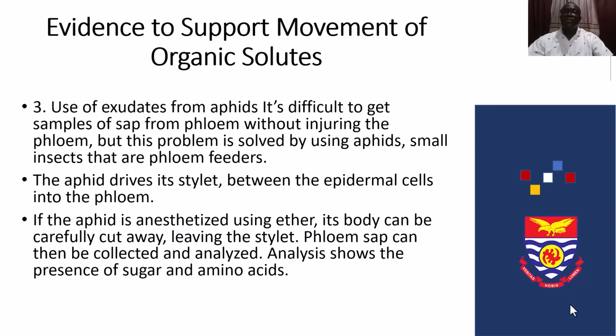Use of exudates from aphids. It's difficult to get samples of sap from phloem without injuring the phloem, but this problem is solved by using aphids, small insects that are phloem feeders. The aphid drives its stylet between the epidermal cells into the phloem. If the aphid is anesthetized using ether, its body can be carefully cut away, leaving the stylet. Phloem sap can then be collected and analyzed. Analysis shows the presence of sugar and amino acids.